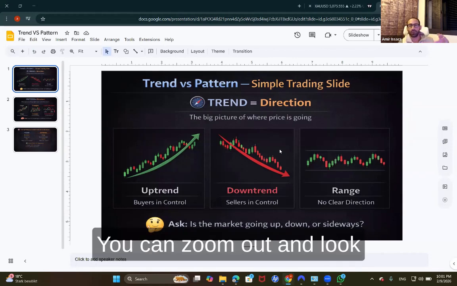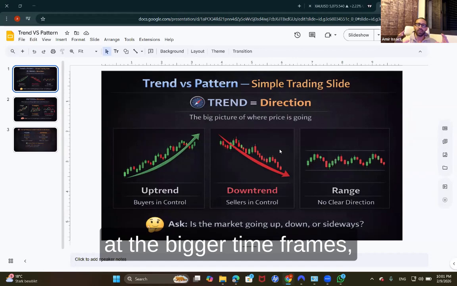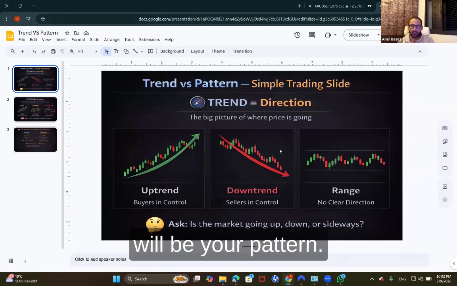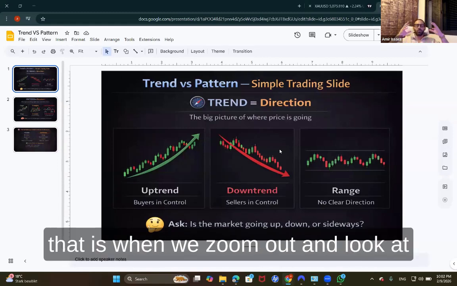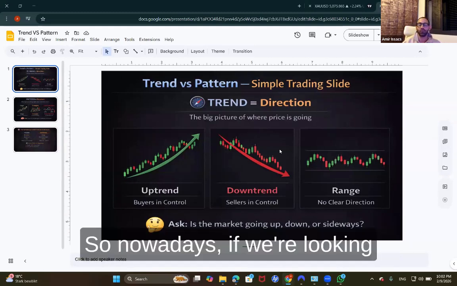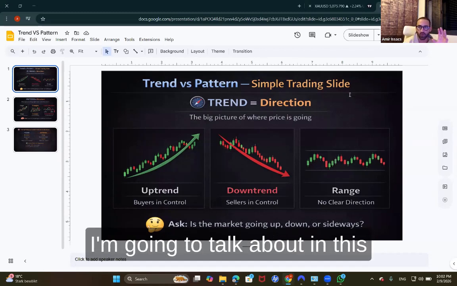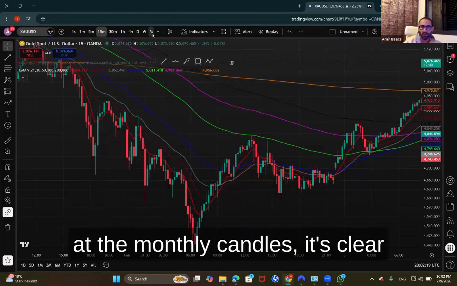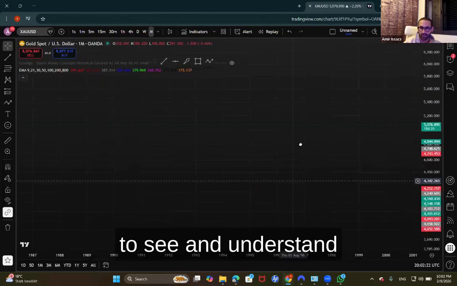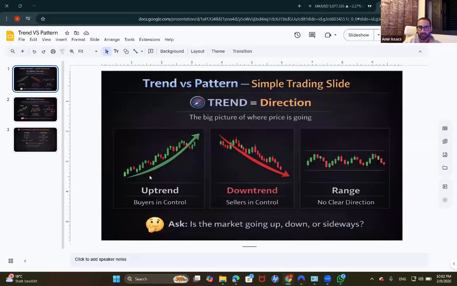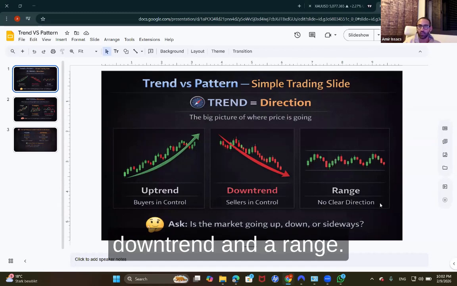Put it this way, you can zoom out and look at the bigger time frames and then zoom in and look at the closer time frames, and that will be your pattern. But when we're looking at the trend, that is when we zoom out and look at the overall direction of the market. So nowadays, if we're looking at gold, and that is what I'm going to talk about in this specific tutorial, if we're looking at the monthly candles, it's clear to see that we are in an uptrend. There's an uptrend, a downtrend, and a range.